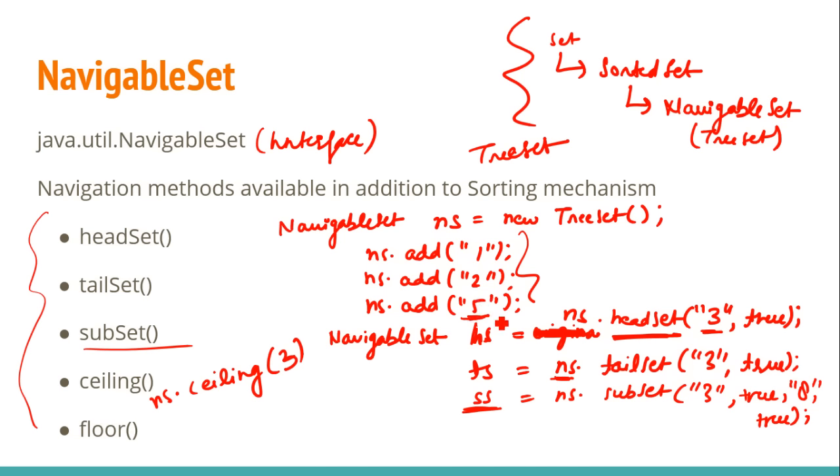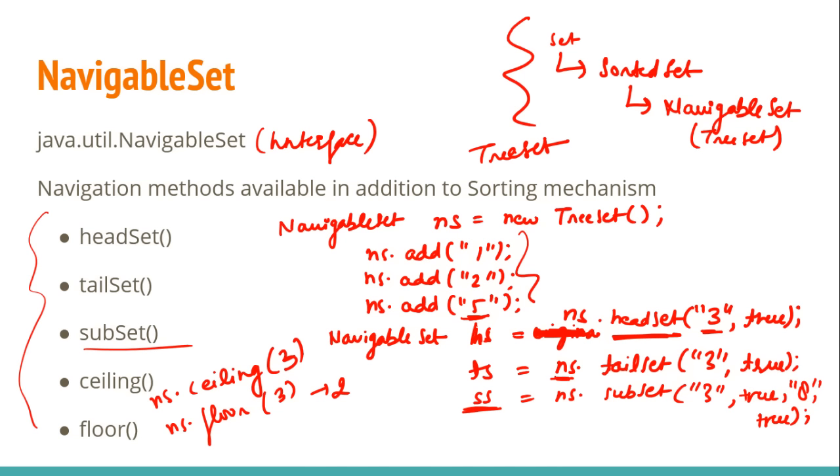Similarly, the floor function does the opposite of the ceiling function. It will give you the greatest element in the set that is less than or equal to the element passed as parameter. So if we do ns.floor(3), you'll get output 2.